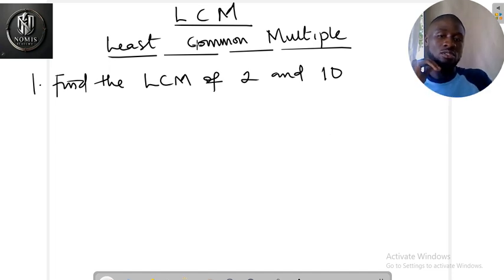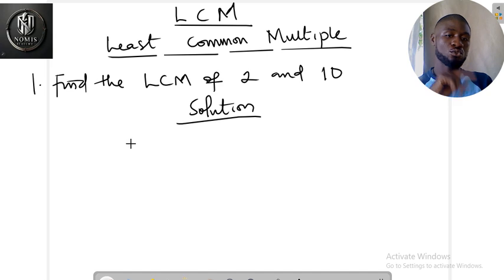Let's get into the solution to this question. Now find the LCM of 2 and 10. So in this case, we'll first look for the multiples of 2. Let's look for the multiples of 2 to, let's say, the 15th multiple.